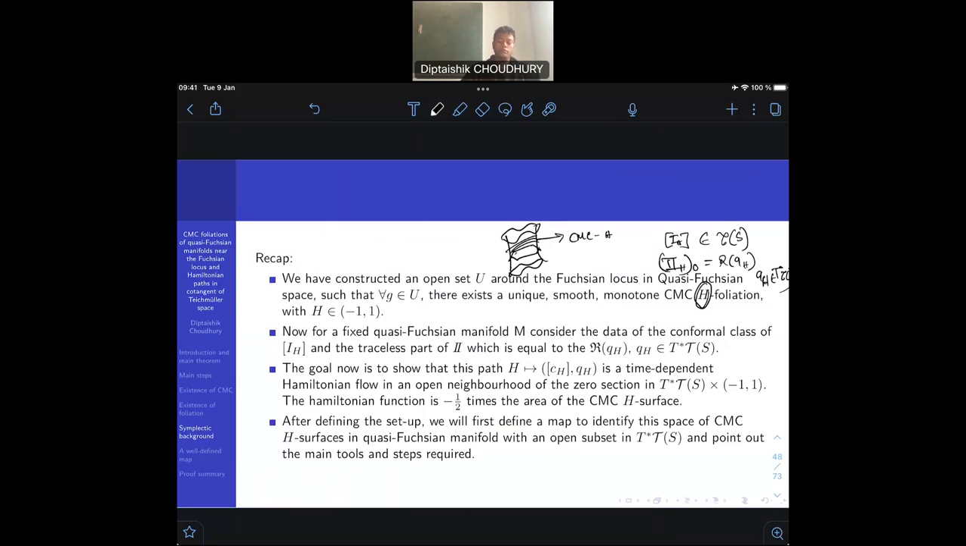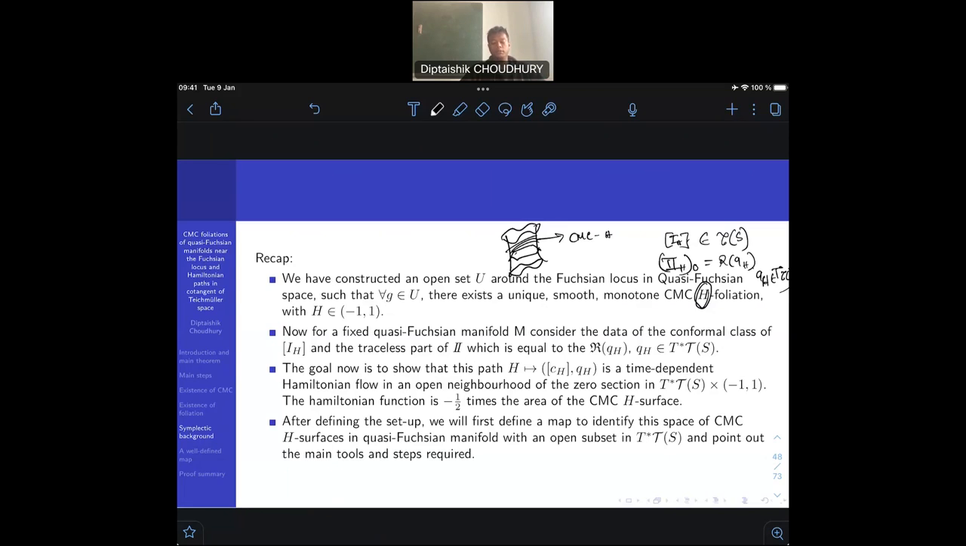And what you want to do is that for a fixed manifold M which admits a CMC foliation, so you are already near the Fuchsian locus, for each value of H, you want to take this value of I_H and Re Q_H and trace out the path that you get in an open neighborhood of the zero section of the cotangent space times (-1, 1). So in this process we identify this neighborhood U that you had constructed with an open neighborhood of the zero section.